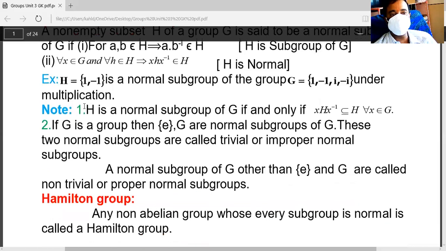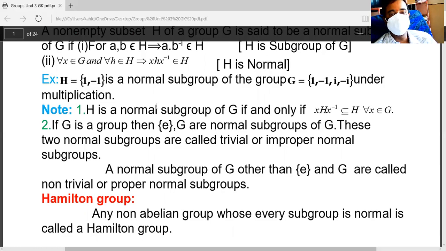You can use this note also: H is a normal subgroup of G if and only if x H x inverse is contained in H. If this condition holds, then we say that H is a normal subgroup. We can use this in the further theorems. If we want to prove that H is a normal subgroup, then it is enough to prove that x H x inverse is contained in H. If x H x inverse is contained in H, then we clearly say that H is a normal subgroup.